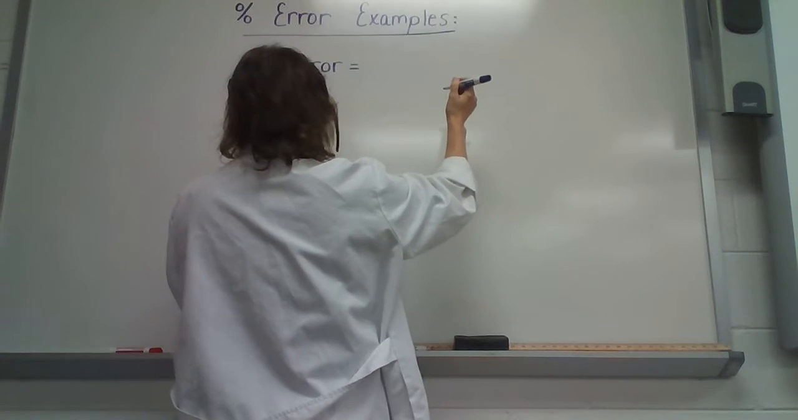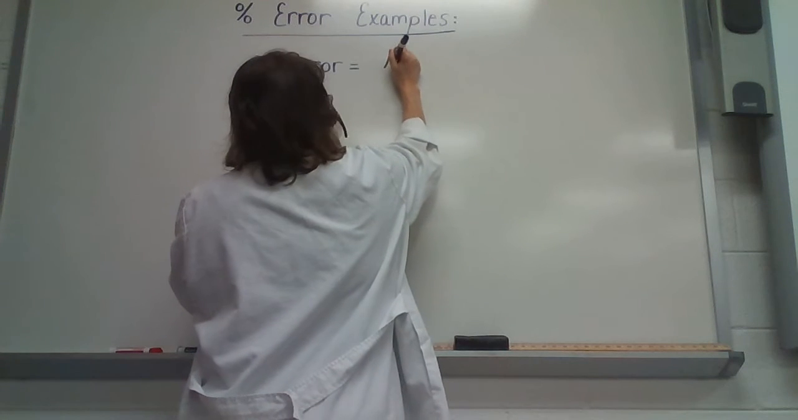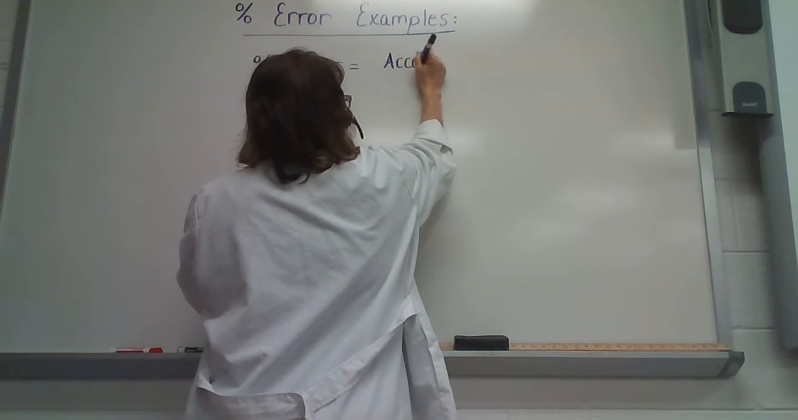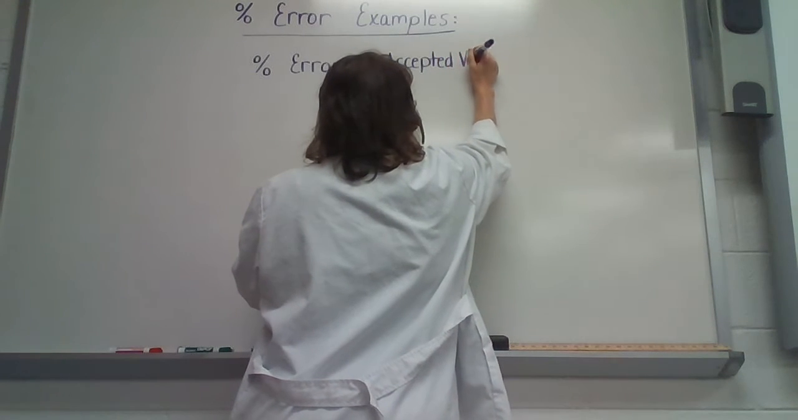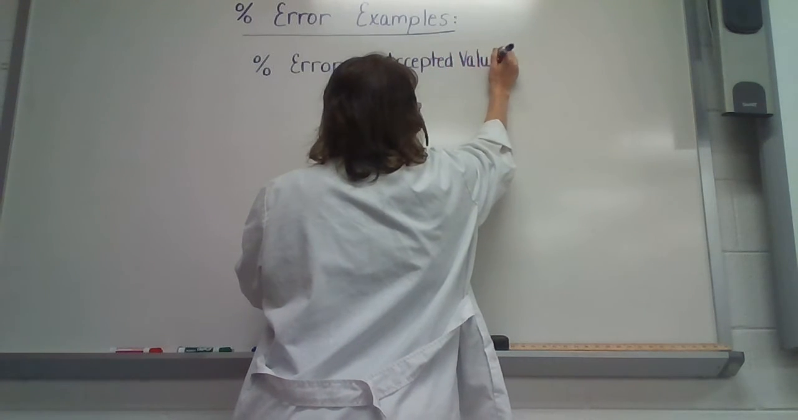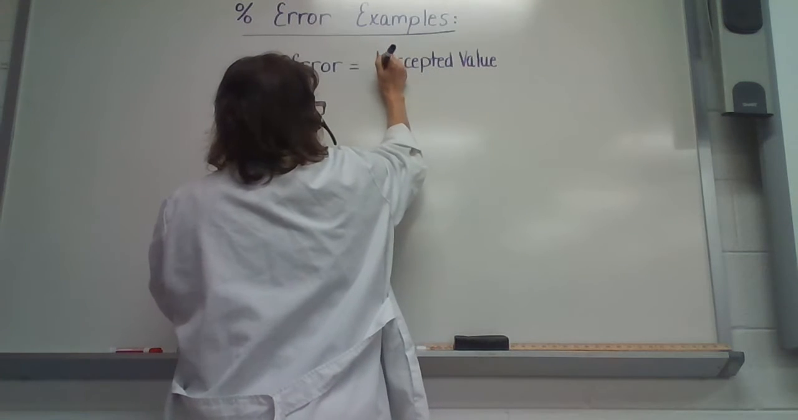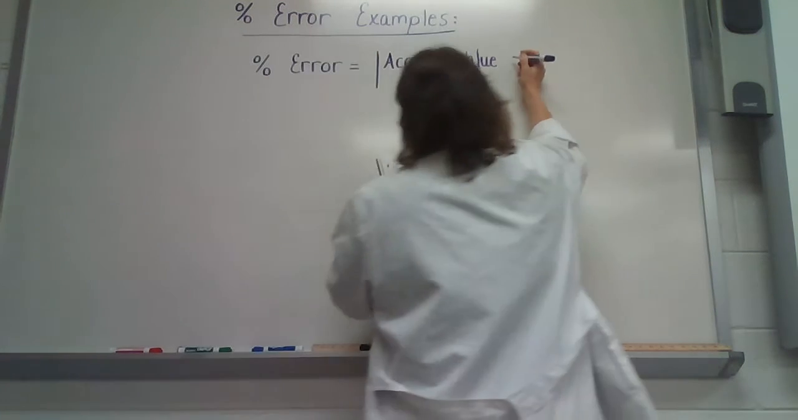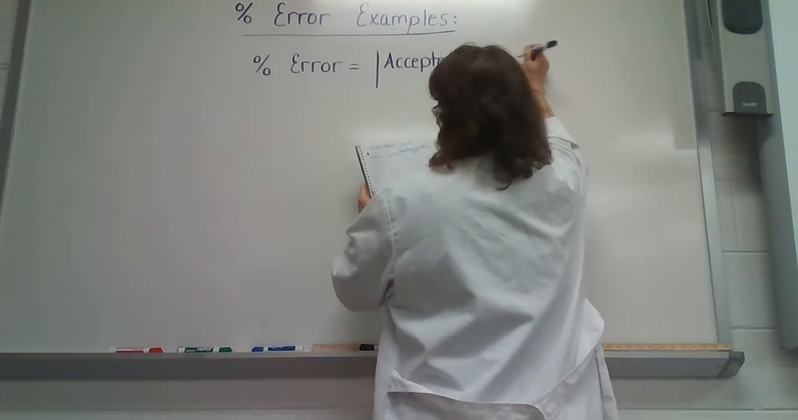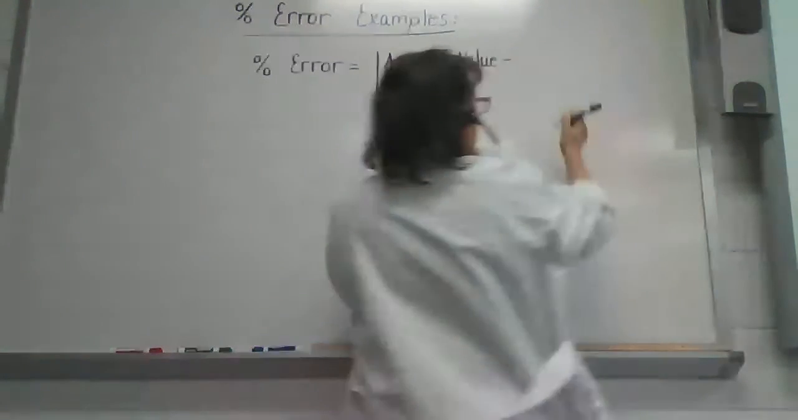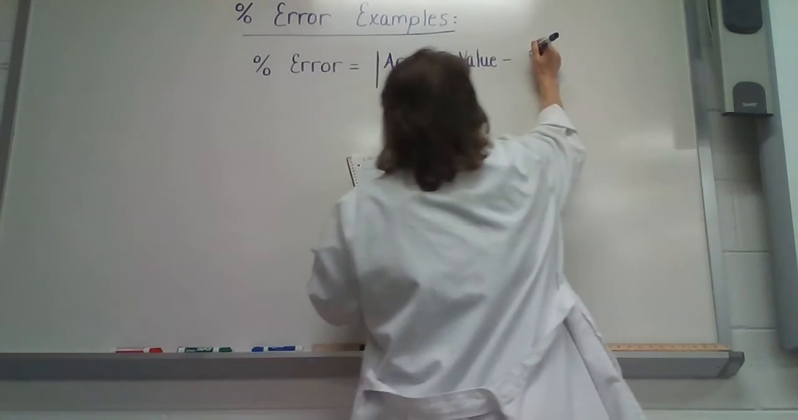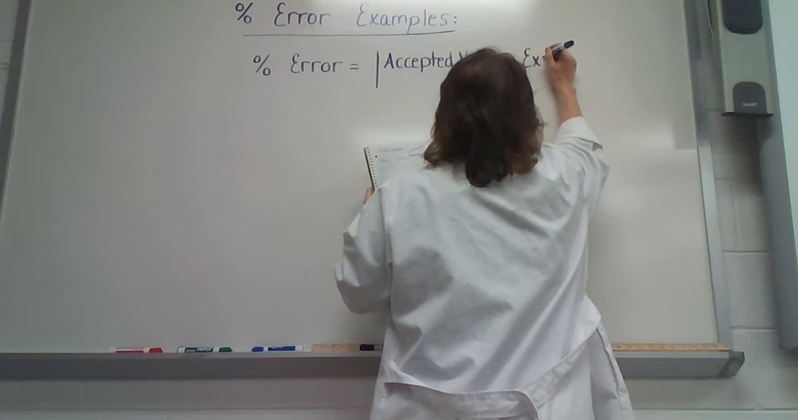Okay, you have the accepted value first. Okay, and that is the one that's been tried and true, tested, measured over and over again in the real world by scientists. And then you have the experimental value, which is the one that you would be getting in the lab.